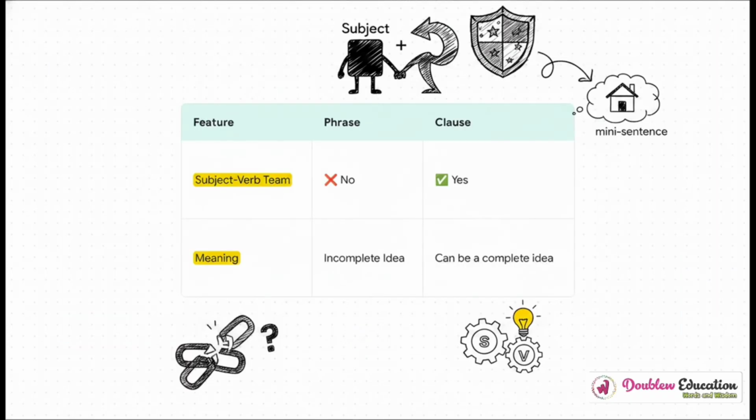And here it is. The secret is the subject-verb team. It's that simple. A clause is special because it has its own subject and its own verb working together. Think of them like a little dream team. A phrase? Well, it just doesn't have that team. And that's exactly why a clause can feel like its own mini-sentence.